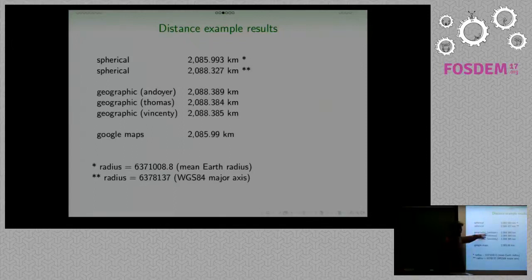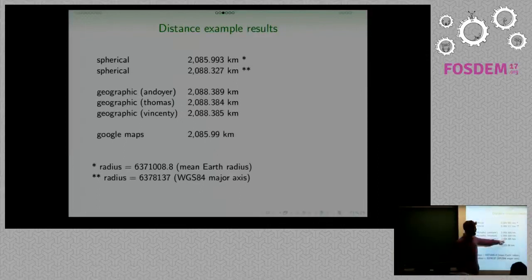So these are the three different strategies that we have implemented: Andoyer, Thomas, and Vincenty. And as you can see, the divergence is quite small between them. And the result has something like 2 or 3 kilometers difference from spheroidal, which is Google Earth.